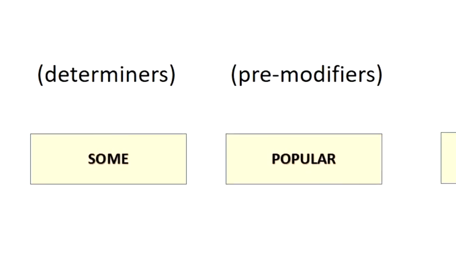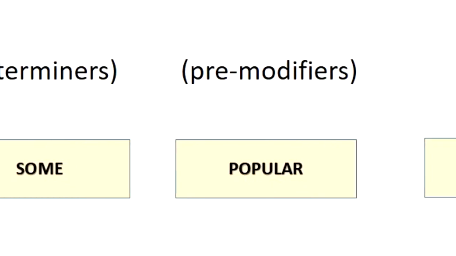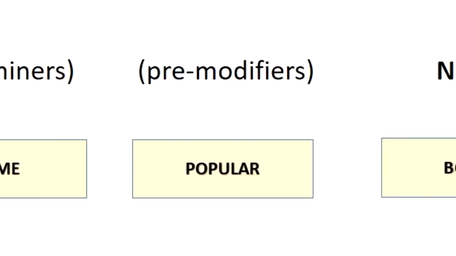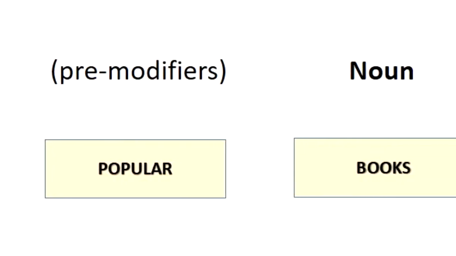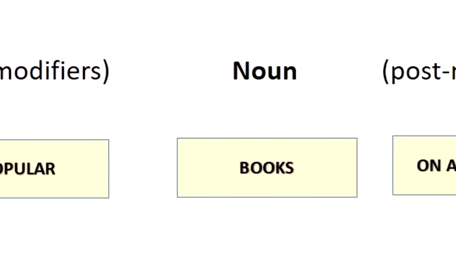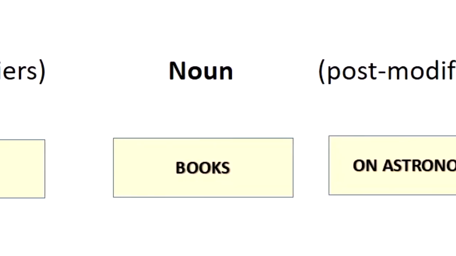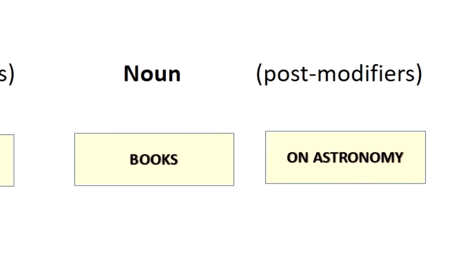Determiners, words like the, a, those, some, introduce noun phrases. Modifiers are units that are dependent on the main word and can be omitted. Modifiers that come before the noun are called pre-modifiers, and those that come after the noun are post-modifiers.